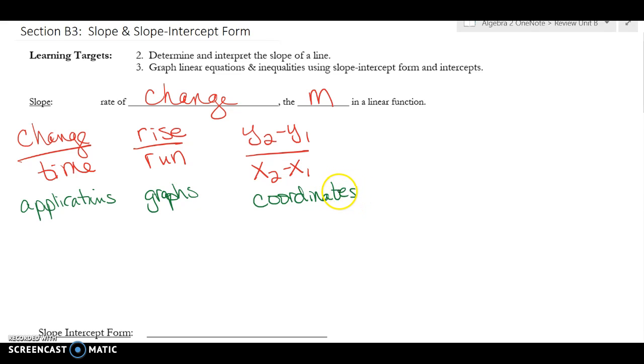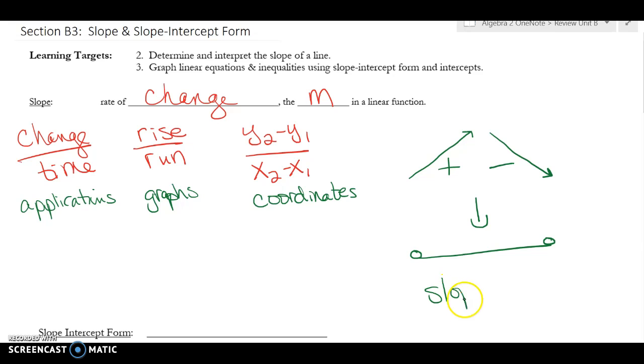Okay, there are some different things about slope you have to remember. The first thing you have to remember is if a line goes up, it's positive. And if a line goes down, it's negative. If you have a vertical line, it's undefined. And if you have a horizontal line, it's a zero slope. And so that is slope guy. Slope guy will help you remember that if it goes up, it's positive. If it goes down, it's negative. If you have a vertical line, it's undefined.